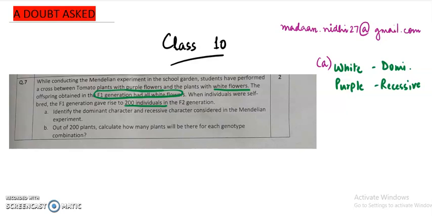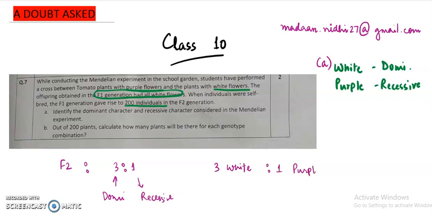Now if you remember, in the case of monohybrid cross in the F2 generation, we got the ratio of 3:1, where 3 was exhibited by the dominant and 1 was exhibited by the recessive trait, right? So in this case, because white is the dominant, 3 white flowers will be obtained and 1 purple flower will be obtained in the F2 generation. So total plants they have given us are 200. Now how many of each genotype?